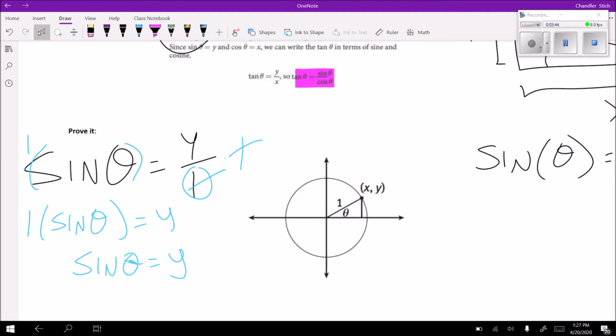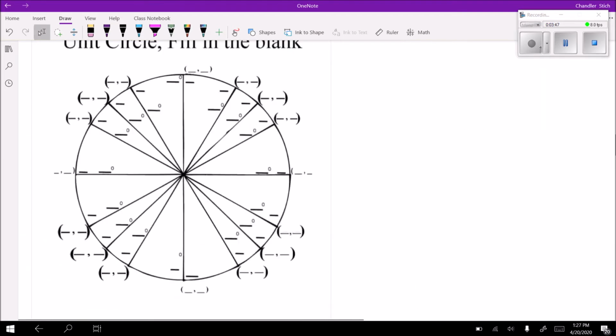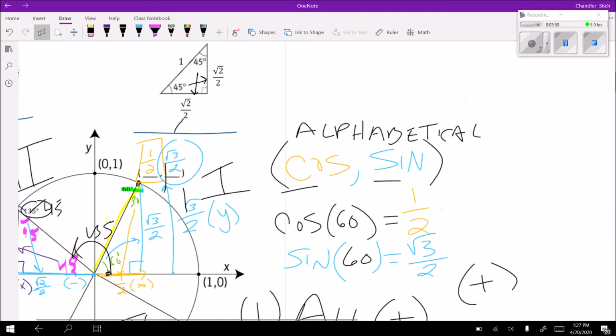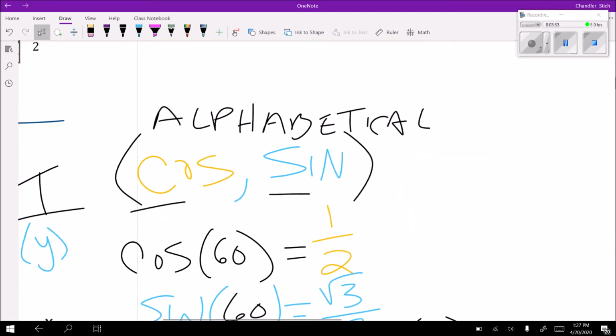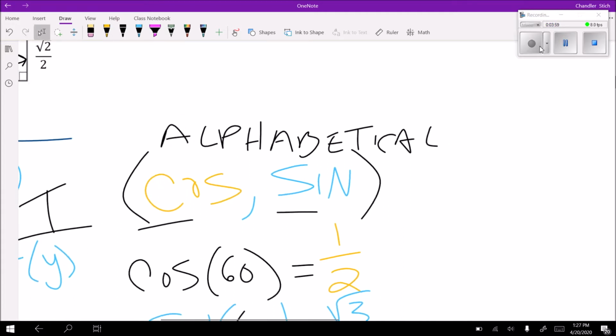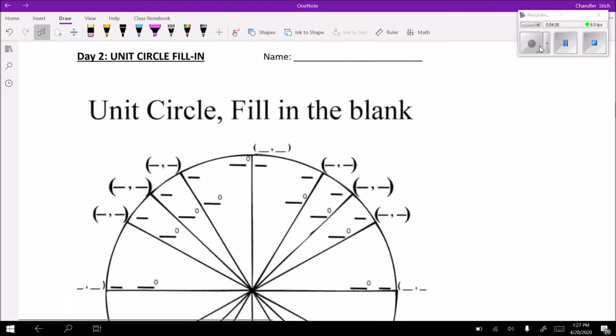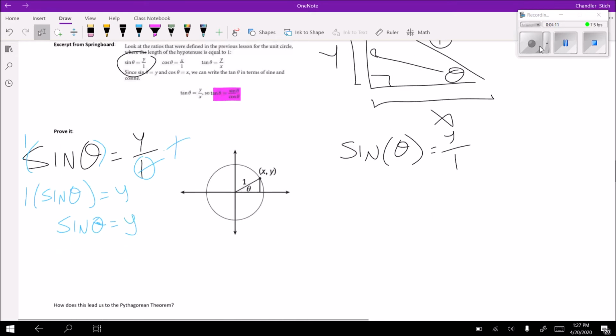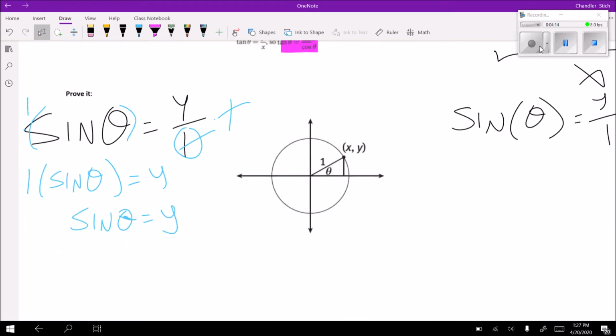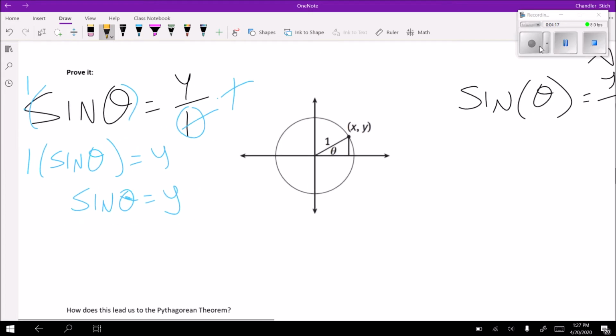Now, we kind of already know that, because we know that my coordinate points go cosine, sine. It's alphabetical. Cosine is your x. And sine is your y. So we know that sine is y, right? That's y, W-H-Y. That's why we have this. Sine is y. I'm going to skip the next part and just say, because of what we just talked about, cosine of theta is equal to x. So cosine of the angle is equal to x.